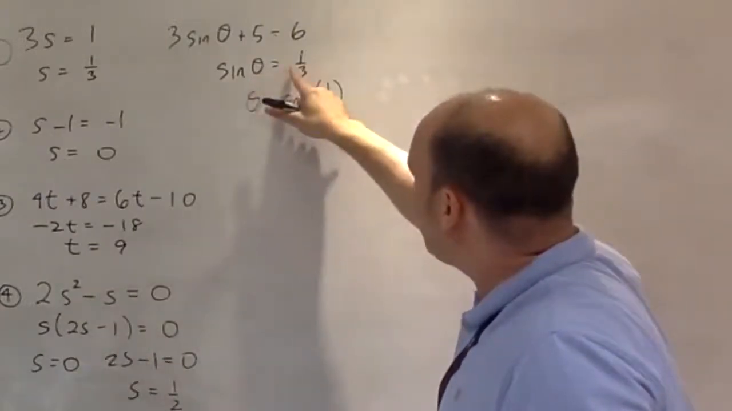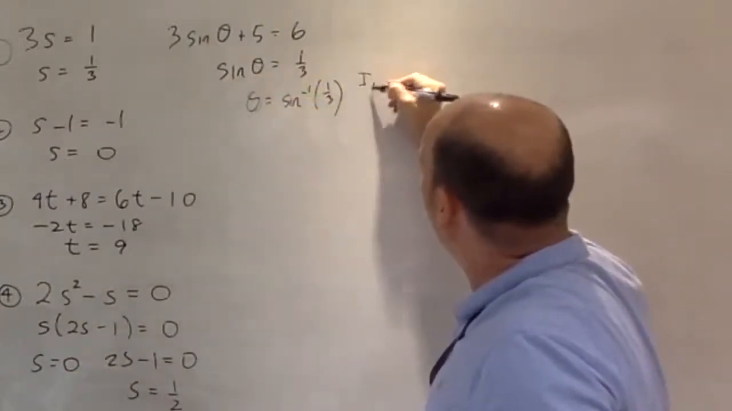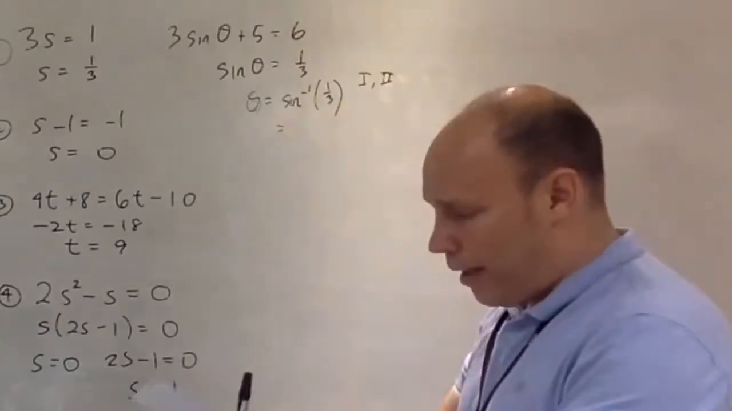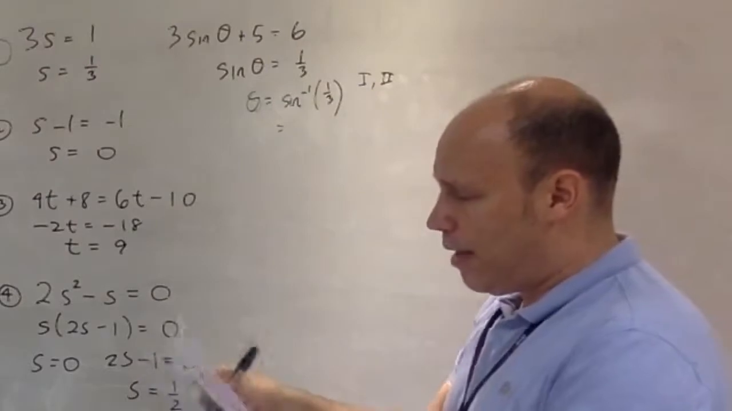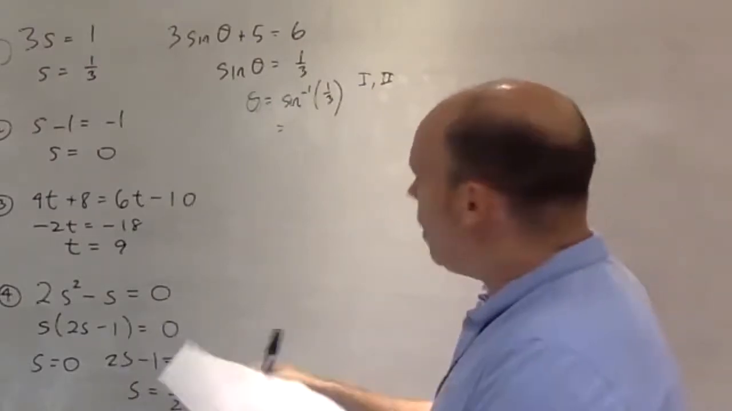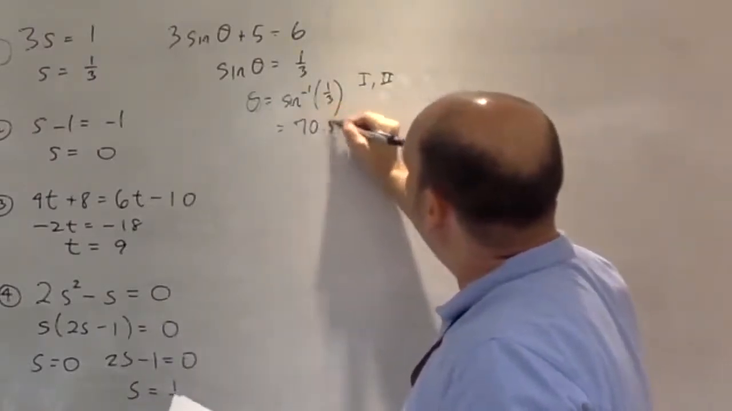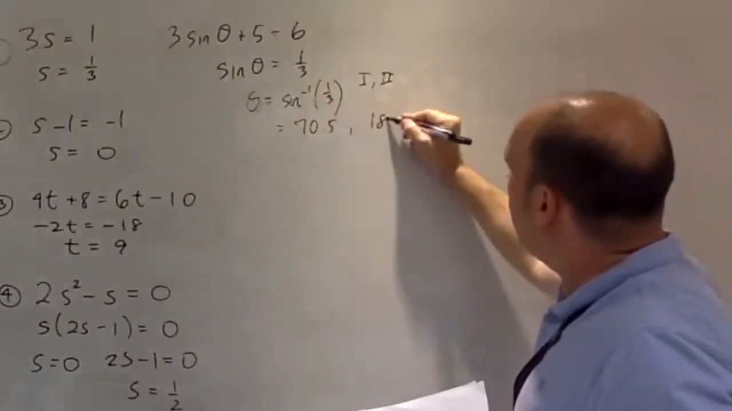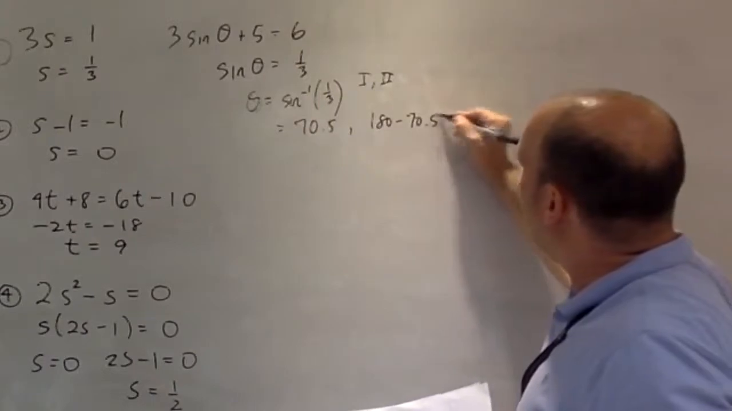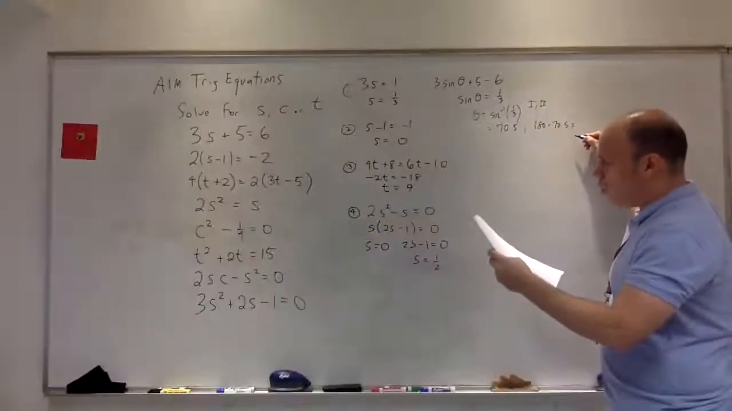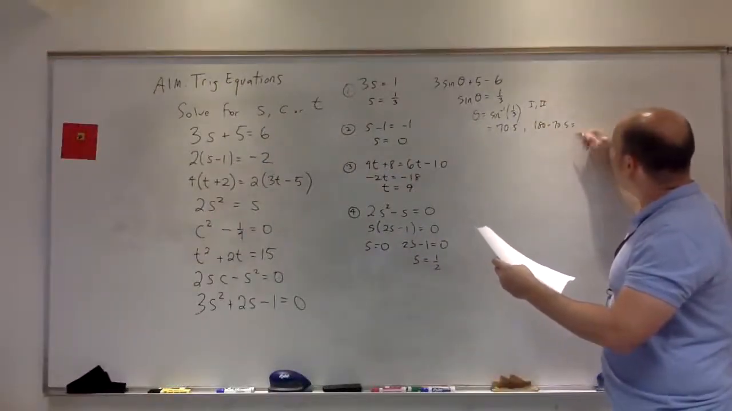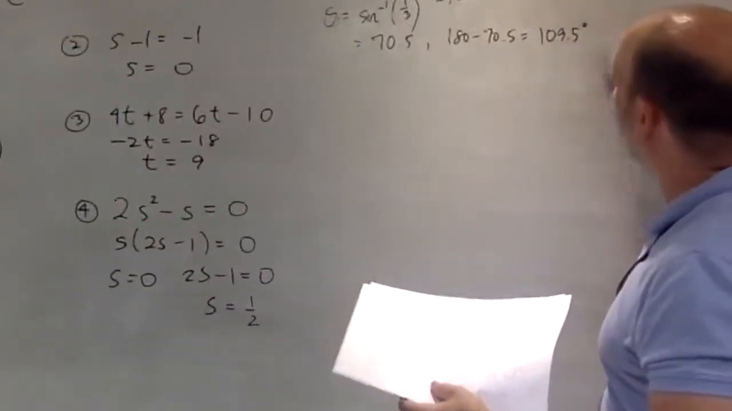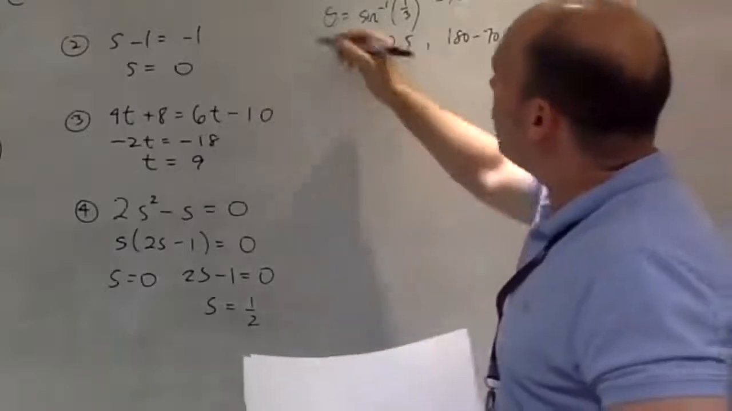Whether it's positive or negative, the sine of an angle is positive. We know it's in the first or the second quadrant. We know that theta, the reference angle, is 70.5 degrees. And to get to the second quadrant, we take 180 minus 70.5, which is equal to 109.5 degrees. Nice. Let's take a look at the second one.